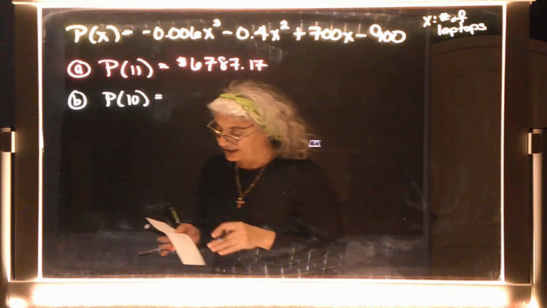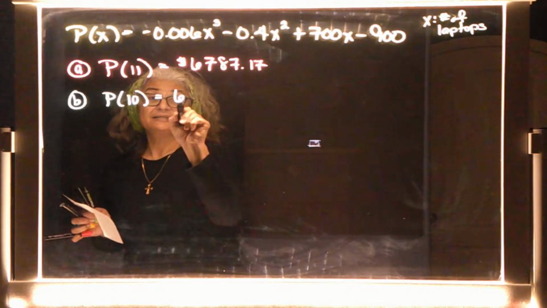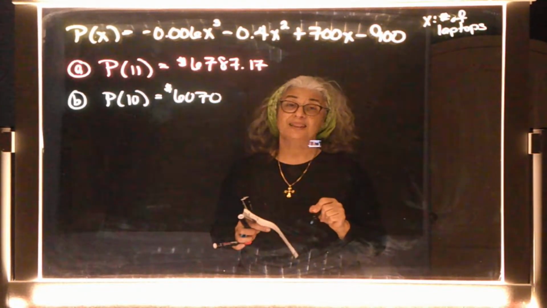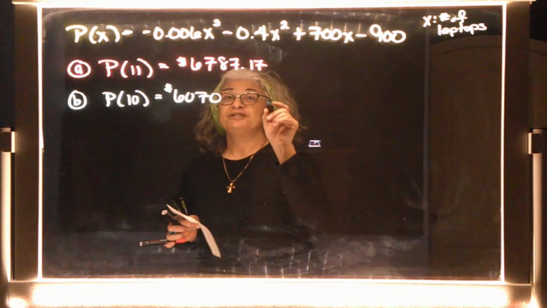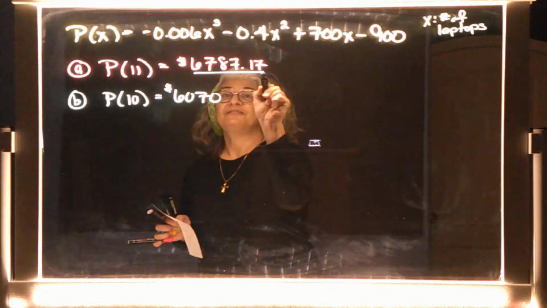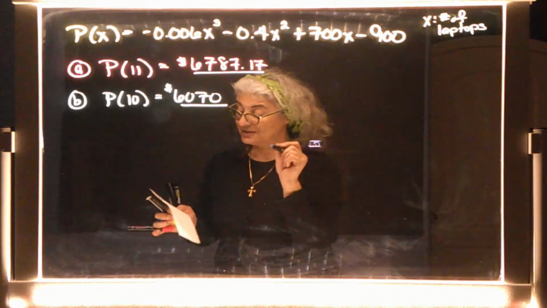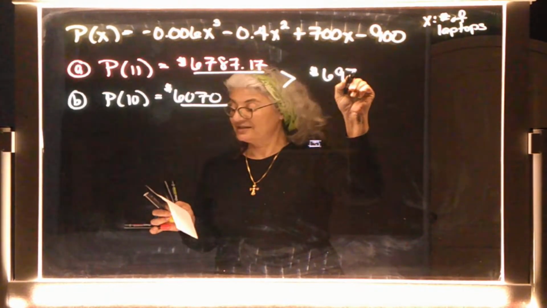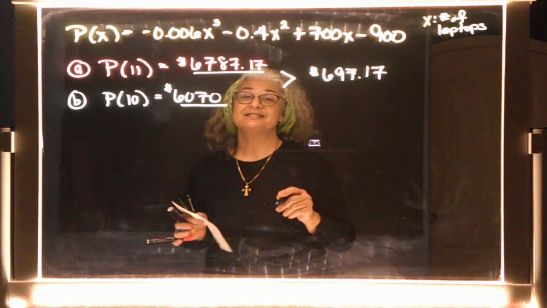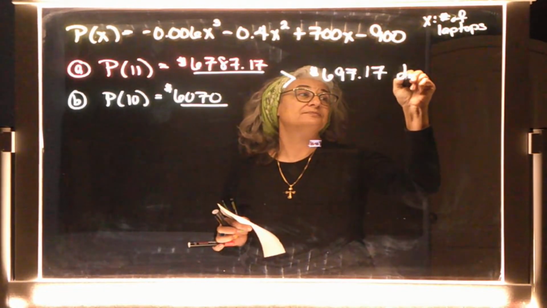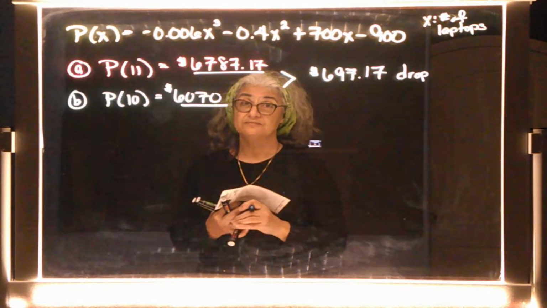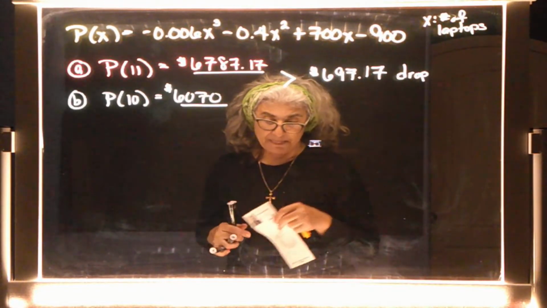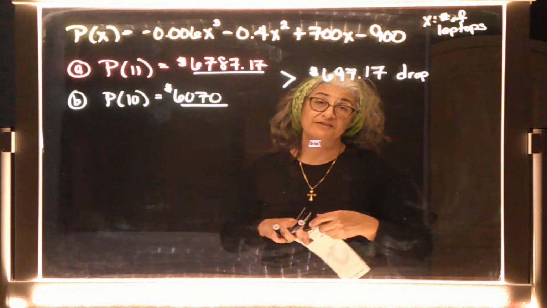You got it? Okay. I got $6,070 with 10 laptops, which means if it dropped from 11 to 10, what do we got? Yeah, we have a $697.17 drop, don't we? Cool? All right. Let's see. What does part C want to know? They want the marginal profit at 11 laptops.